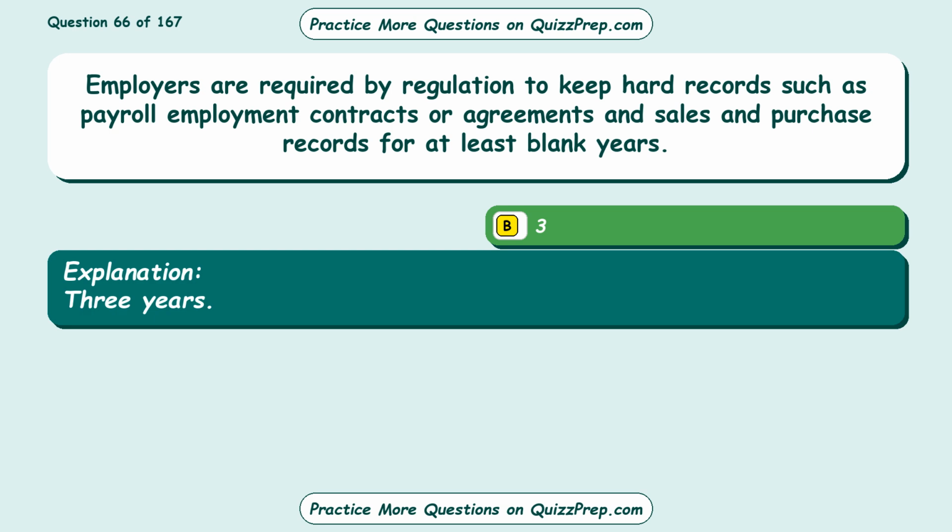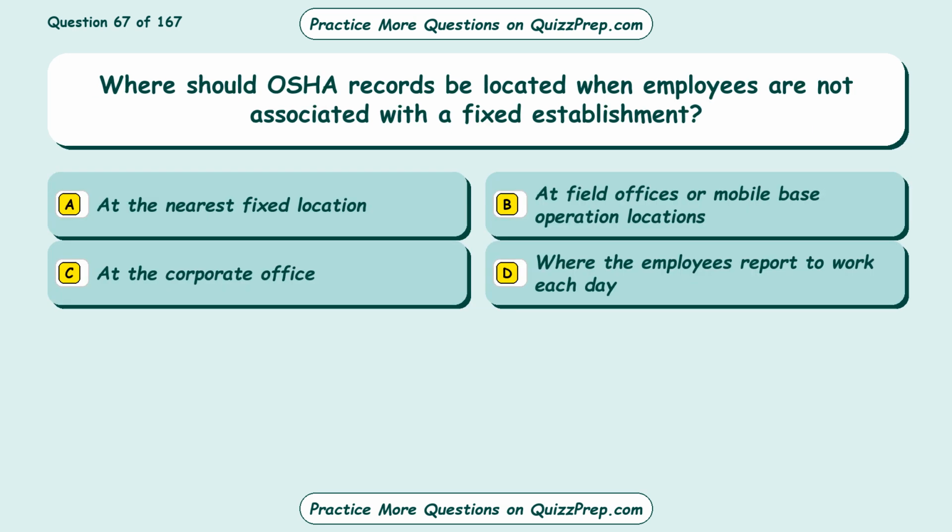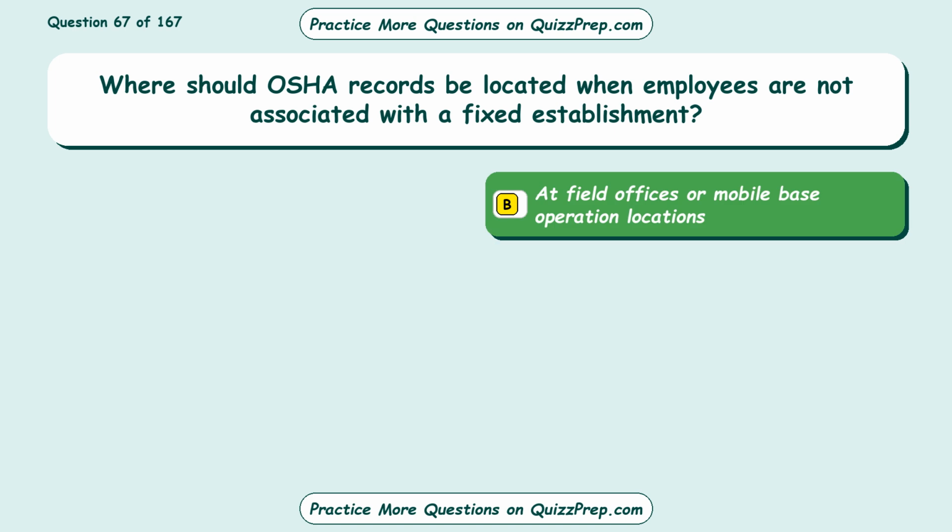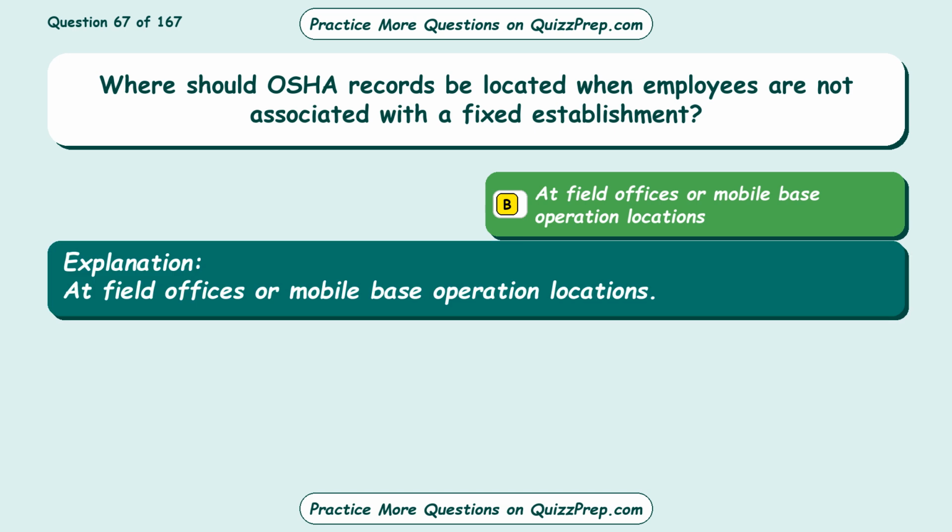Question 67. Where should OSHA records be located when employees are not associated with a fixed establishment? Option A, at the nearest fixed location. Option B, at field offices or mobile base operation locations. Option C, at the corporate office. Option D, where the employees report to work each day. The correct answer is option B, at field offices or mobile base operation locations.